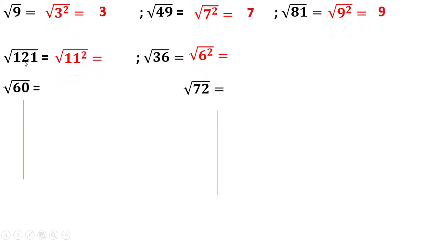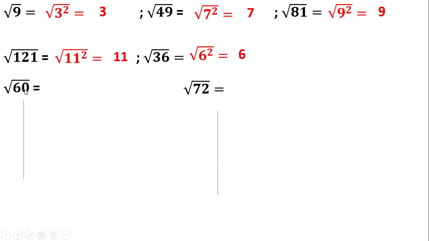Radical 121. 121 is written as a perfect square. I gave you these perfect squares in the lecture, so please memorize them until 12 squared, which is 144, and it comes out as 11. Radical 36. 36 can be written as 6 squared, so the answer is 6.